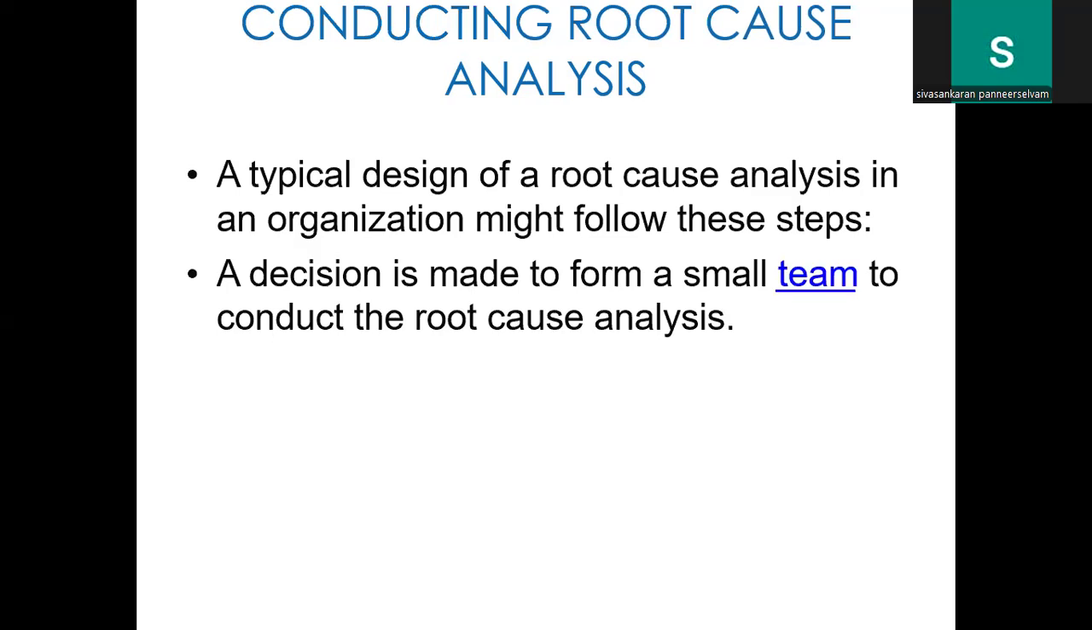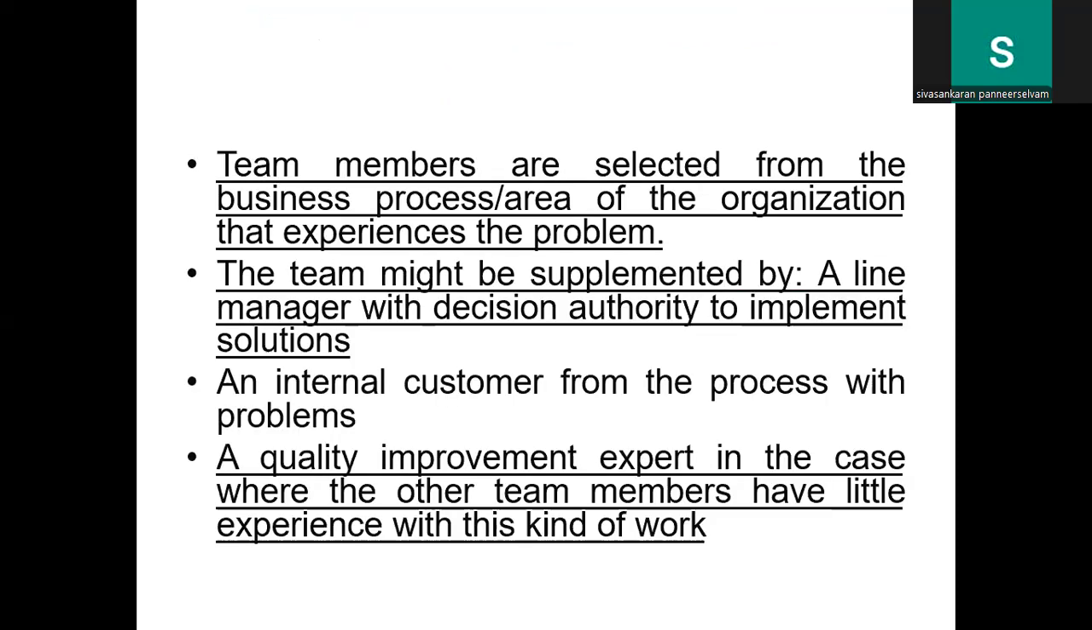How to implement the root cause analysis in a practical work environment. First thing, we need to form a small nuclear team to conduct the root cause analysis. So after forming a team, we need to have one deciding authority called a line manager, and a quality improvement expert and an internal consultant from the same department. So this tells about the formation of the team structure to execute the root cause analysis in the workplace.